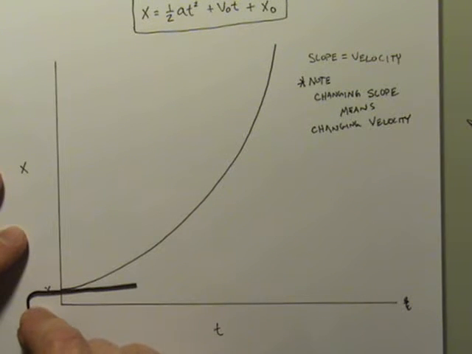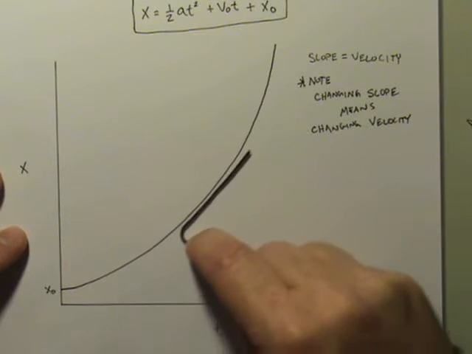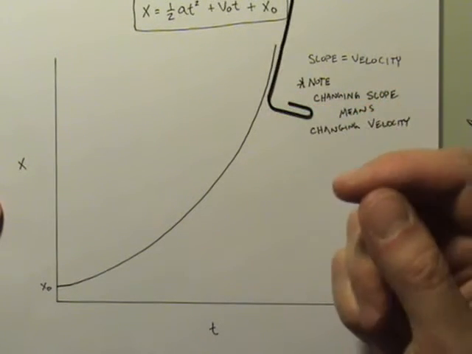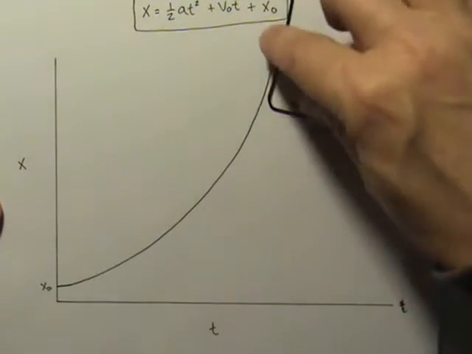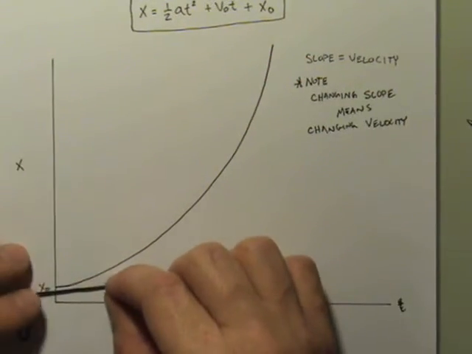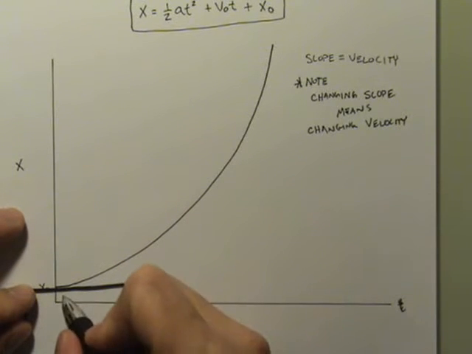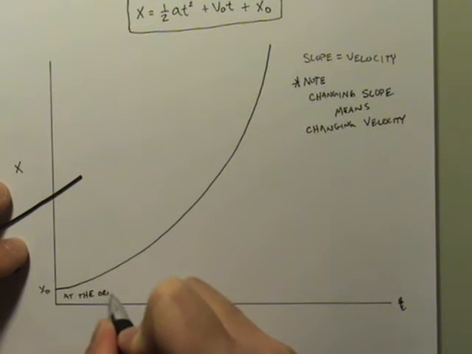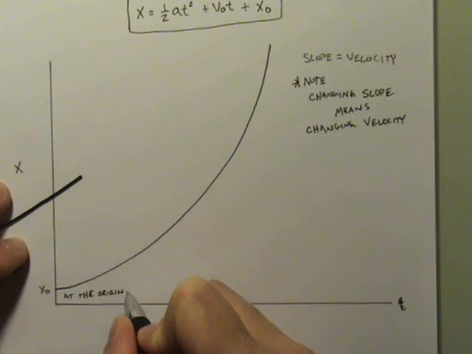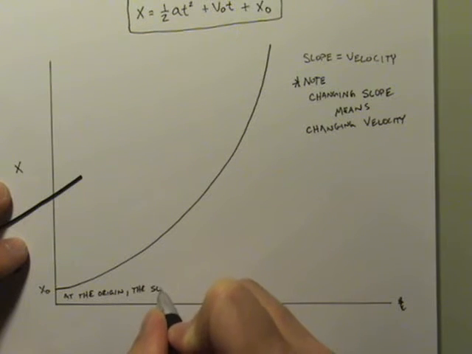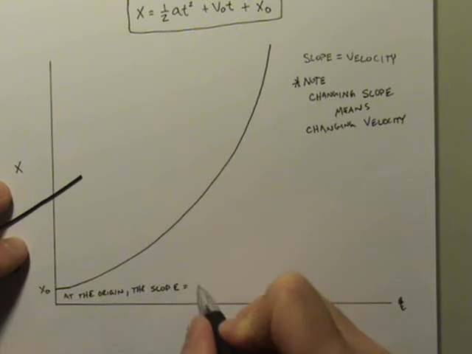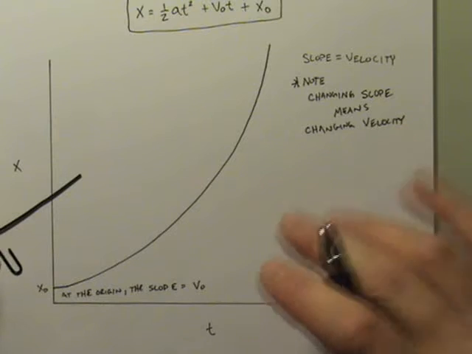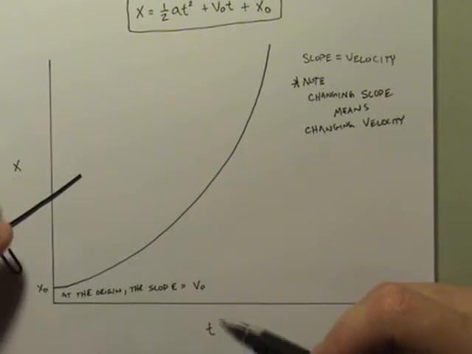We start off with a very flat slope, and then as time goes on, we're getting an increasingly steeper and steeper slope, which means that we are getting an increasingly larger velocity. The velocity of this object is increasing, and if we go all the way back down to the origin, we can make a note here. At the origin, the slope equals V naught. Okay, so the slope of the line will give me the initial velocity of this object.